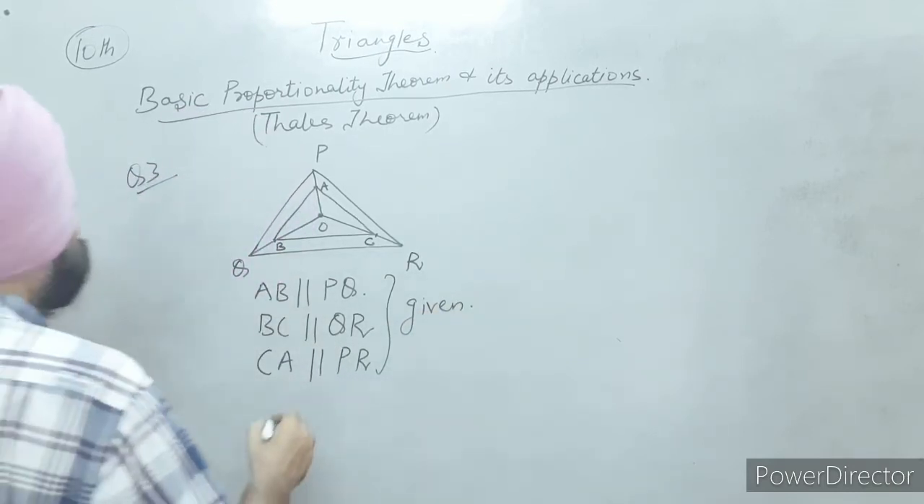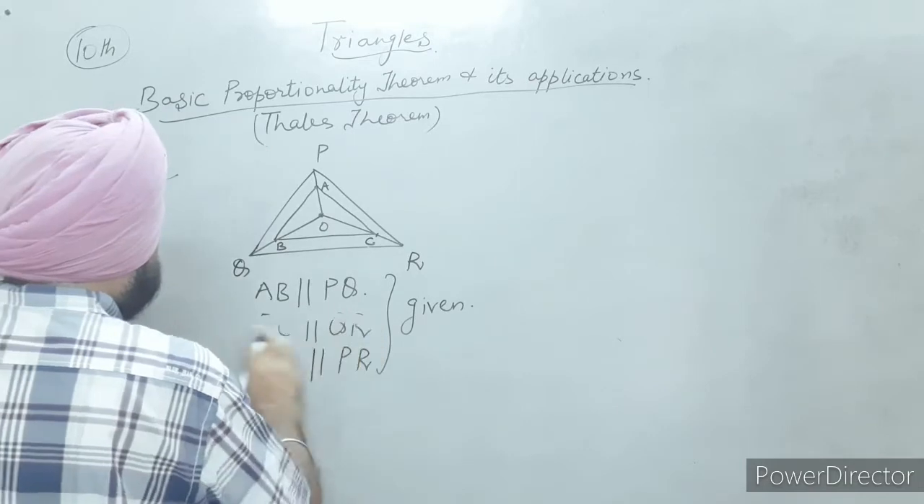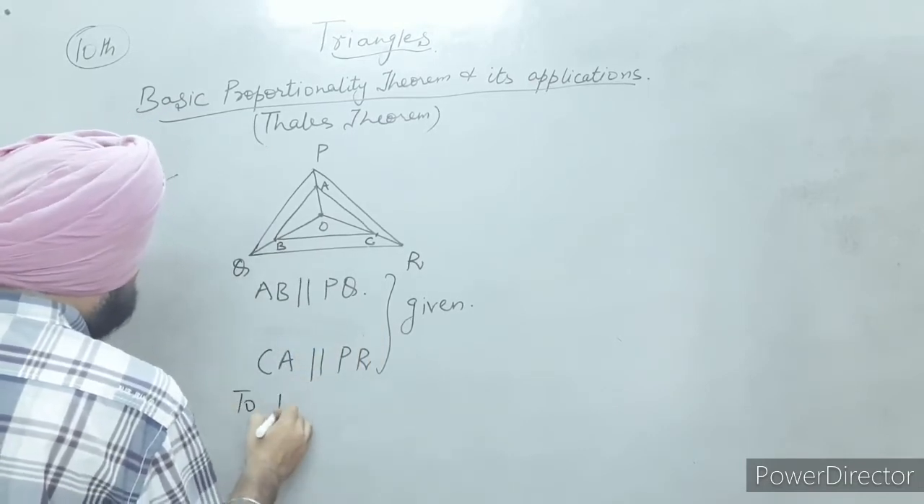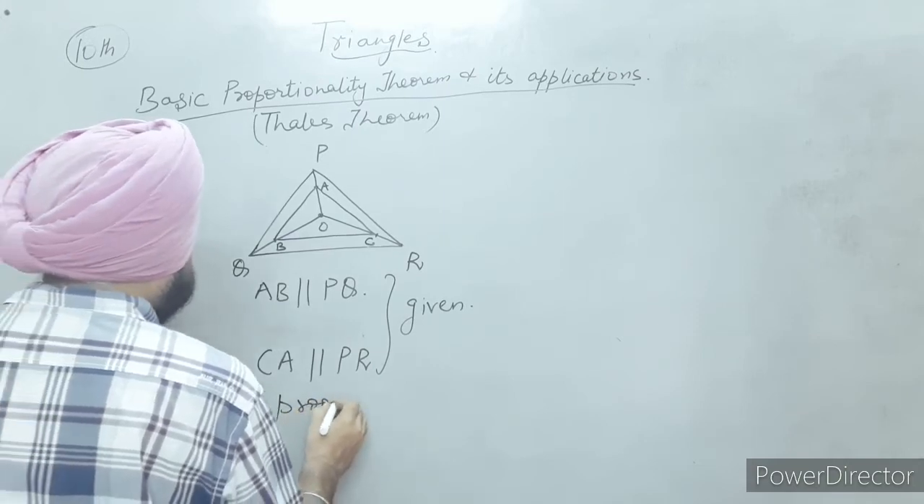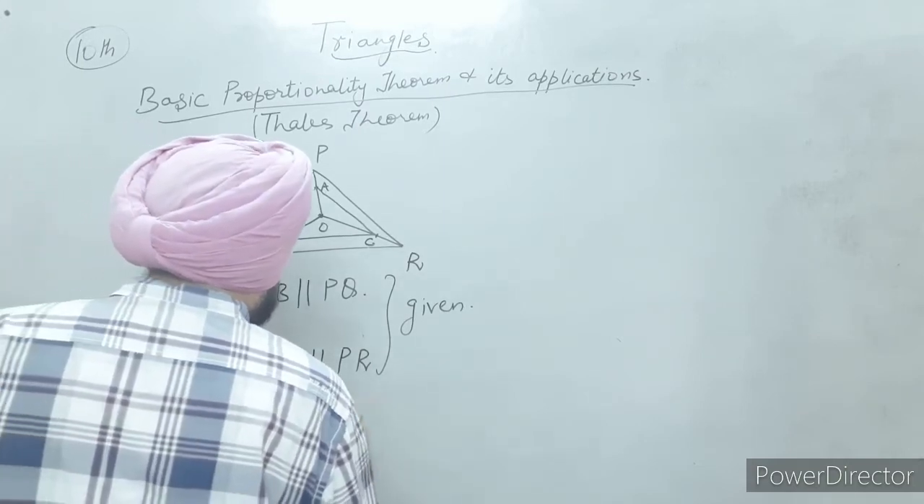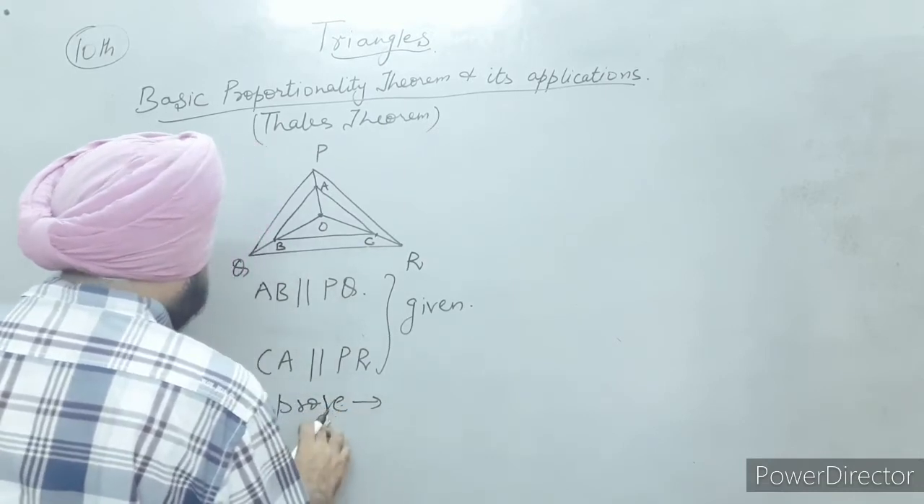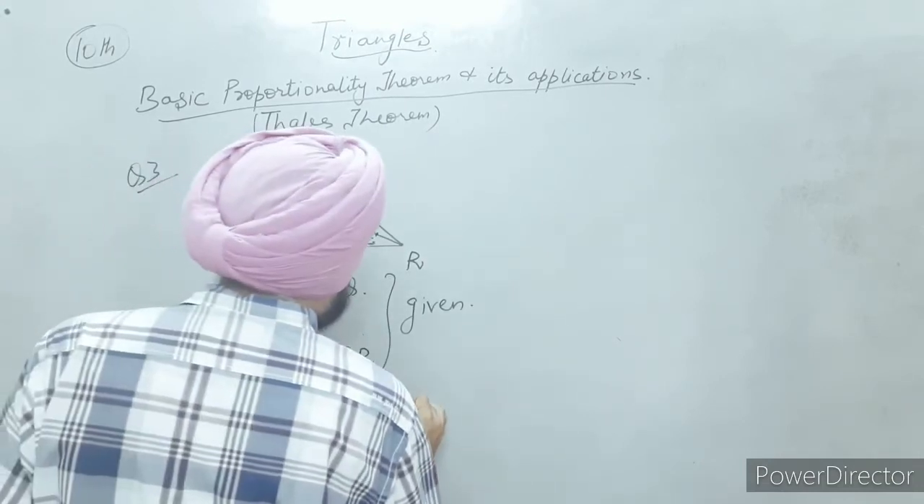Now what we are to show is, now these things are given to us, so we have to prove that BC is parallel to QR.